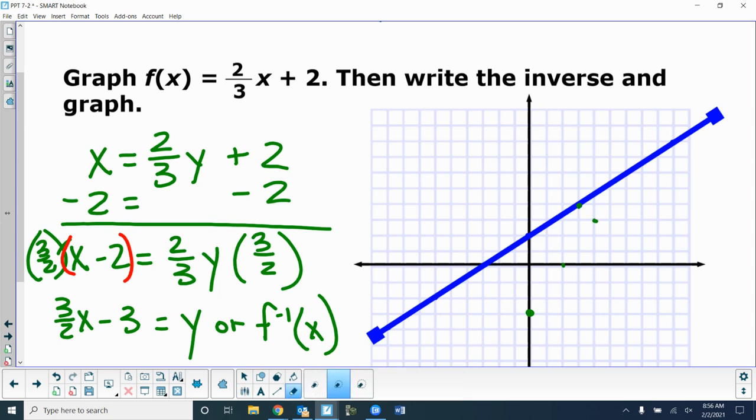Gotta erase that. If you had to graph it, again, am I worried about that? Not really. Because I know you guys know how to graph already, correct? I hope.